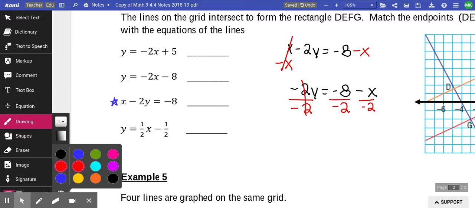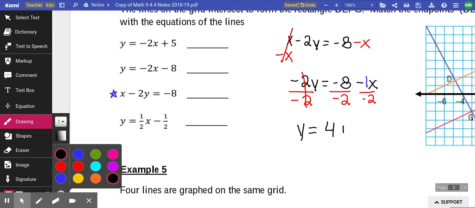So remember, there's an invisible 1 that needs to be divided by 2. That's the thing people would probably miss. Okay, so make sure you're dividing every single number in the equation. That should leave you with y equals negative 8 divided by negative 2 is positive 4. Negative 1 divided by negative 2 becomes plus 1 over 2x, like that.